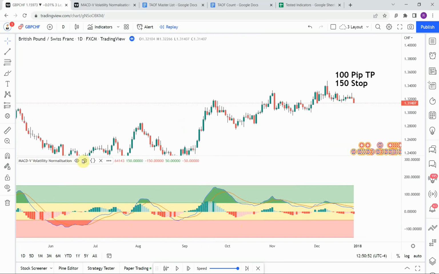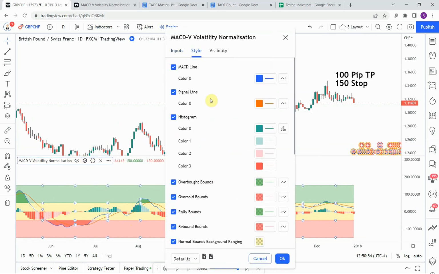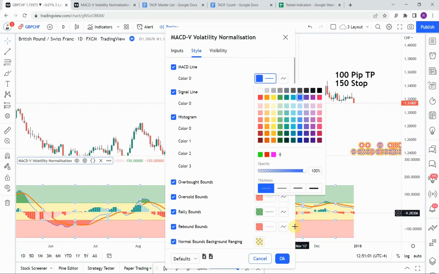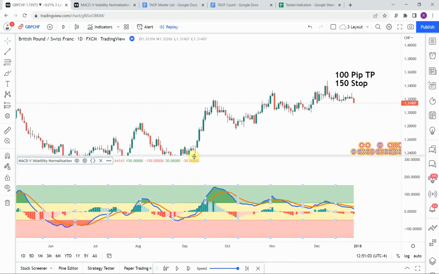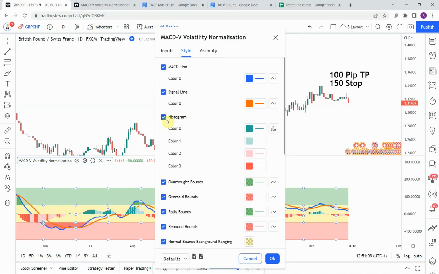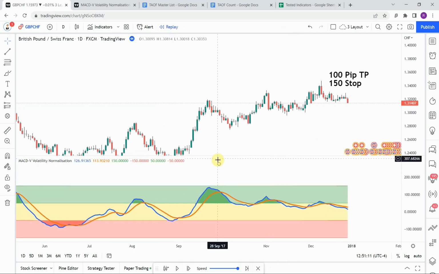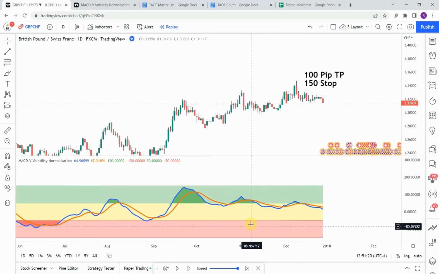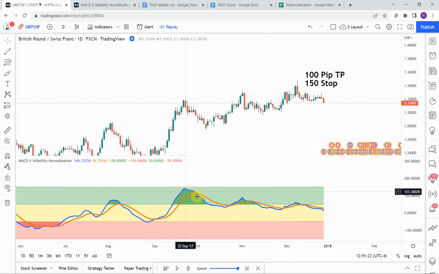We'll also have the orange, or I guess the blue is the MACD line and the orange is the signal line. And so we will wait for both of those lines to break up into that area. Let's go ahead and turn off the histogram so that way it's not quite so crowded. And so once both the lines break up above or down below into the green area or red area, we are then looking for when the MACD line crosses the signal line.